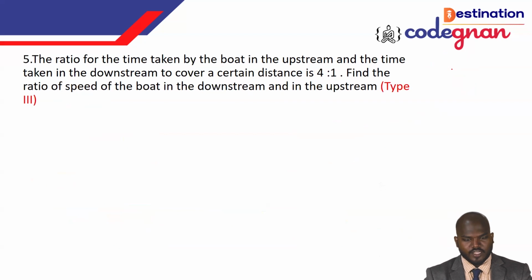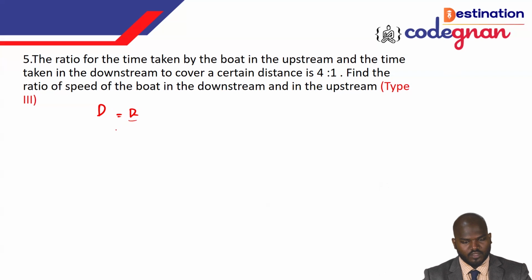So going to the next question, guys, you see this one, the ratio for the time taken by the boat in the upstream and the time taken in the downstream to cover a certain distance is equal to 4:1 they have given. Okay, find the ratio of the speed of the boat in downstream and the speed of the boat in the upstream. So they have clearly given, I'm taking the total distance as D. I don't know, right? So I'm calling like that.